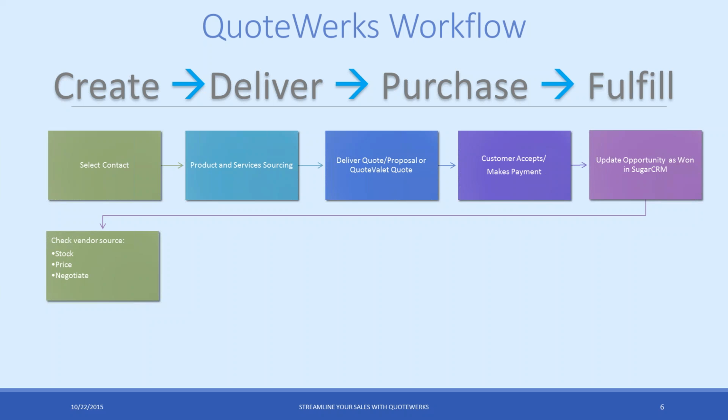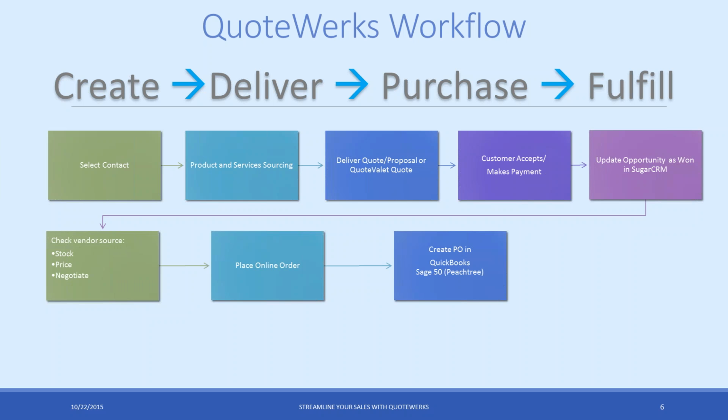Now, this will go to a little more of the IT side of things, so if you're not in IT, just bear with me for a couple minutes here. But on the IT side of things, this is where you're going to be able to check vendor pricing. So if pricing has changed, you can make sure it's right before you're actually placing the order. Then you can place the order in QuoteWerks with the 4 distributors that we support, as well as create the PO in QuickBooks or Sage 50 at this point.